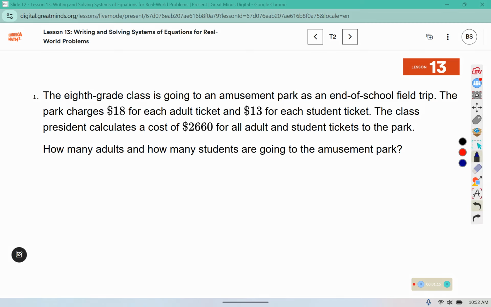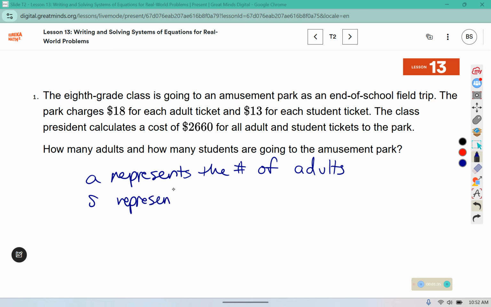Well, we can begin by defining our variables. Let A represent the adult tickets, or the number of adults. And S represent the number of students.